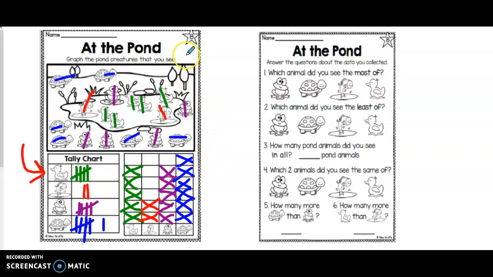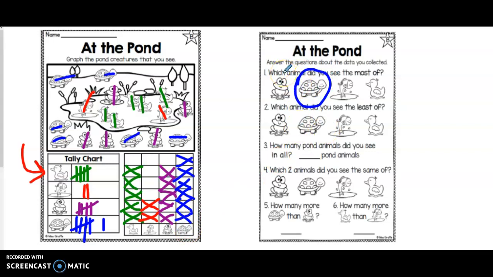Then on the back side of this page was answering some more questions. So we're going to go ahead and do those really quick. Number 1, which animal did you see the most of? Remember, most is the highest number. So if we look for the highest bar in our bar graph, we see that it goes with the turtle. So we can just circle turtle.